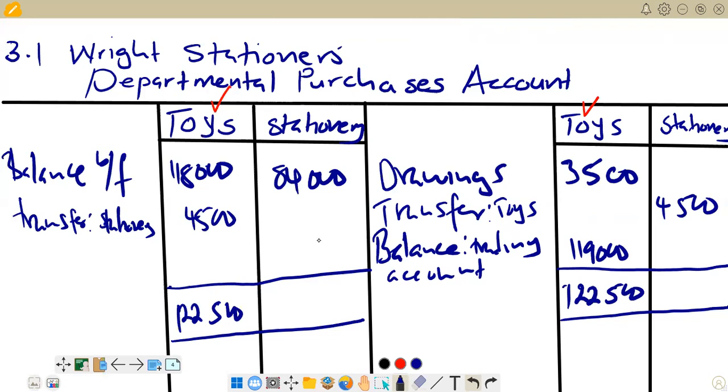When we do the same for stationery, we are comparing the stationery debit side and the stationery credit side. So what are we going to do to compare the two totals? You'd see that we have 84,000 on the debit of stationery, and we put 4,500 on the credit. So obviously 84,000 is the greater, so it comes in between the double lines. Then we say 84,000 minus 4,500 to get the balance that is being transferred to the trading account. 84,000 minus 4,500 gives 79,500. So this is what we have in terms of the departmental purchases account.